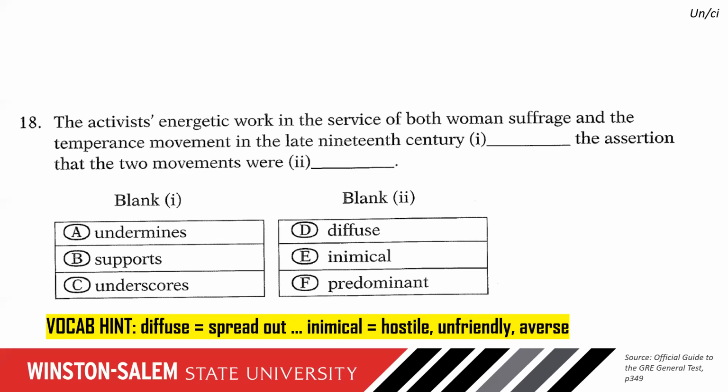Okay, so let's go back and understand the passage. So we understand the activists did energetic work. That's a key word, energetic, right? They were very, very energetic. And then another key word is both. They were energetic in the service of both women's suffrage and the temperance movement in the late 19th century.